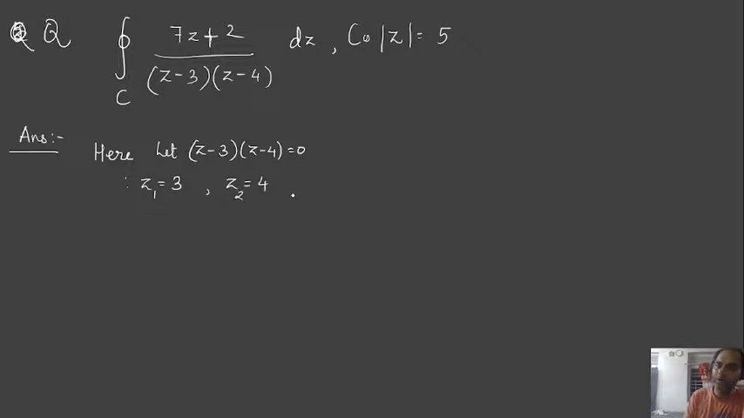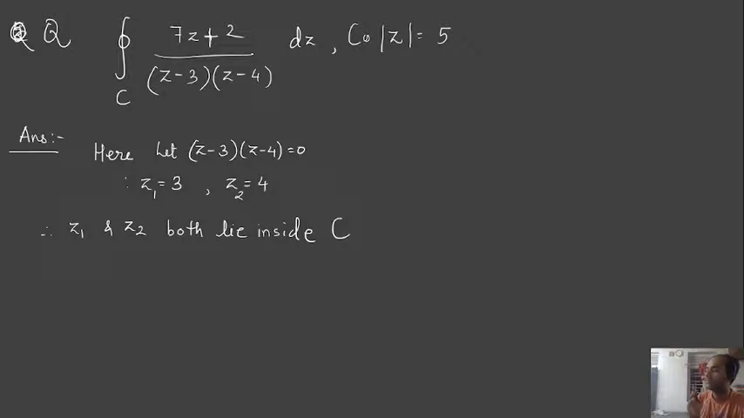Now it is very obvious that z1 and z2 both lie inside C, right? Because I don't think there is anything to check. 3 is less than 5, 4 is also less than 5. So both lie inside the circle C. Now when both the points are inside the circle, we have not seen how to handle it.